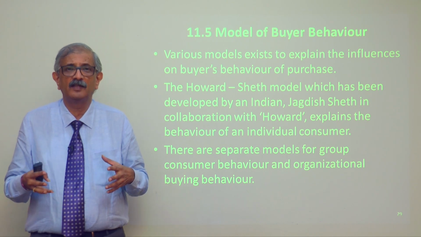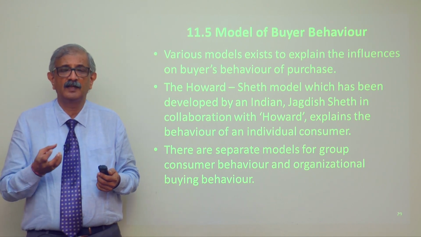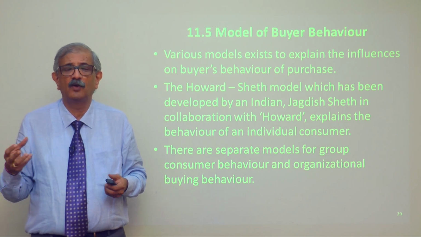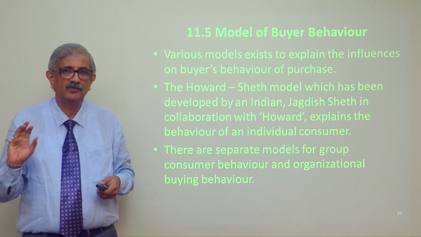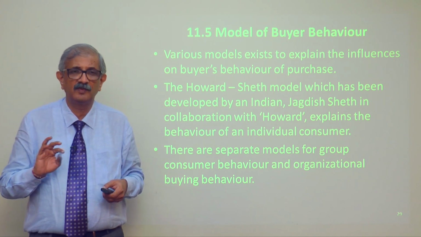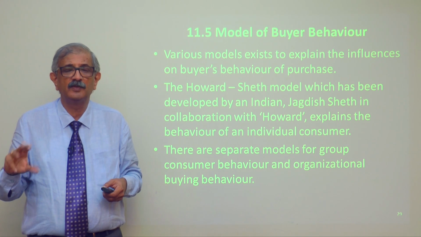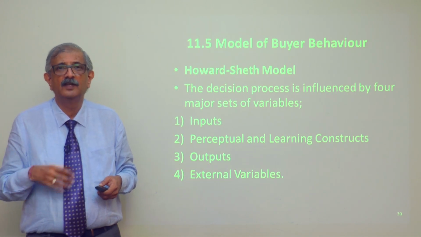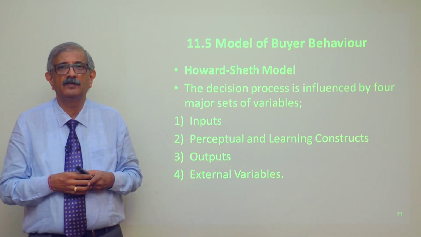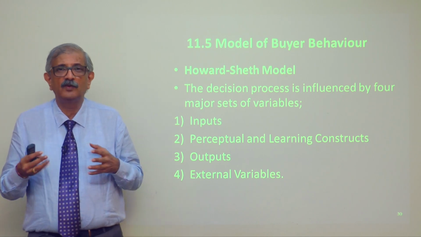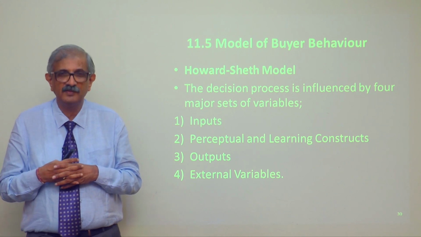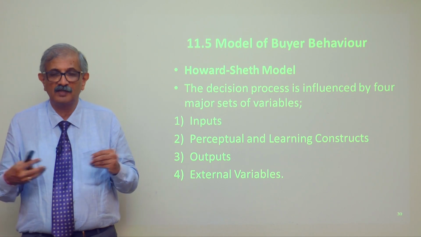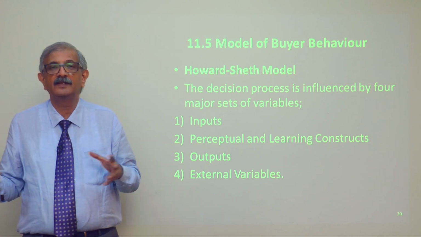These are separate models for group consumer behavior. So this talks about group consumer behavior and the organizational buying behavior. It refers to not necessarily a single individual consumer, but a category or a group of consumers, and especially also the organizational buying behavior. That is what this model tackles. In this model, the decision is said to be influenced by four major sets of variables. One is the input, the second is the perceptual and learning construct, then the output and external variables.